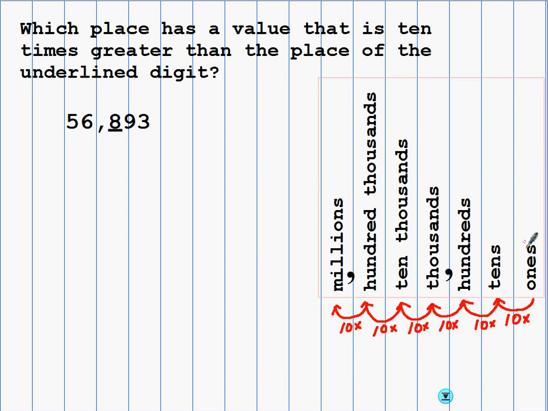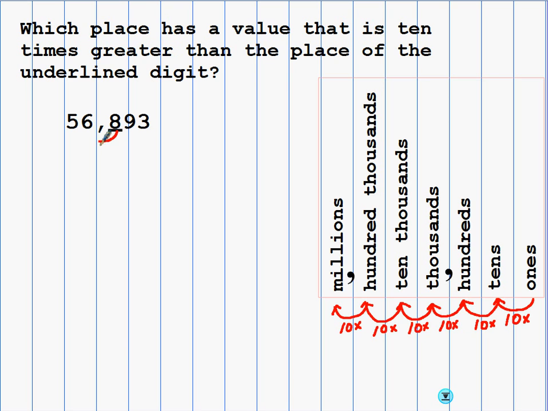Now, let's see how we can take our pattern that we established and use that to solve our problem. The problem is asking me to find the place that is 10 times greater than the place of the underlined digit. Well, my underlined digit here, this 8, if I look at my place value chart, I can see that it's in the hundreds place. Now, using my pattern, I know that if I move one place to the left, that place will be 10 times greater.